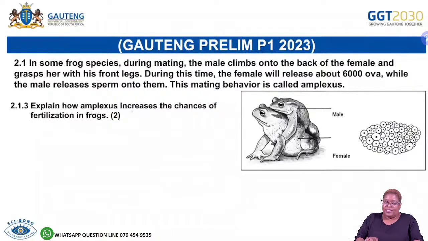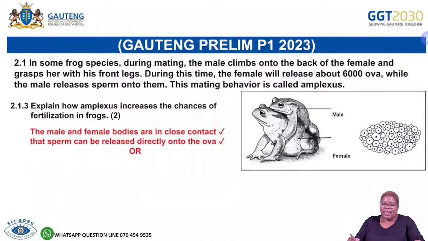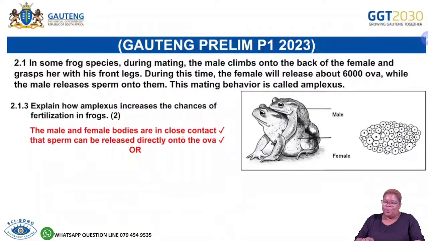Explain how amplexus increases the chances of fertilization in frogs for 2 marks. Remember, we have indicated that this will be your male, this is your female, right? Explain how the amplexus increases the chances of fertilization in frogs. So the male and female bodies are in close contact, and this increases chances of fertilization. And then sperm cells can be released directly onto the ova, so it increases the chances of fertilization. So you respond looking on what you are given, right?